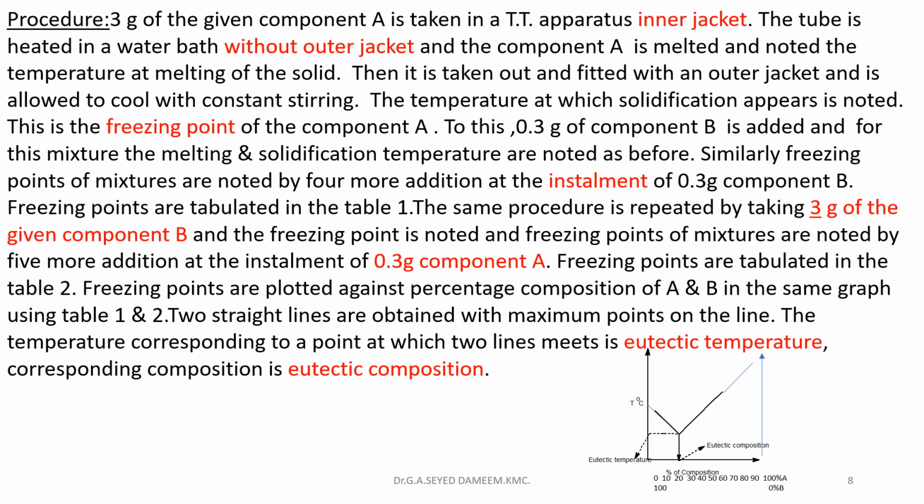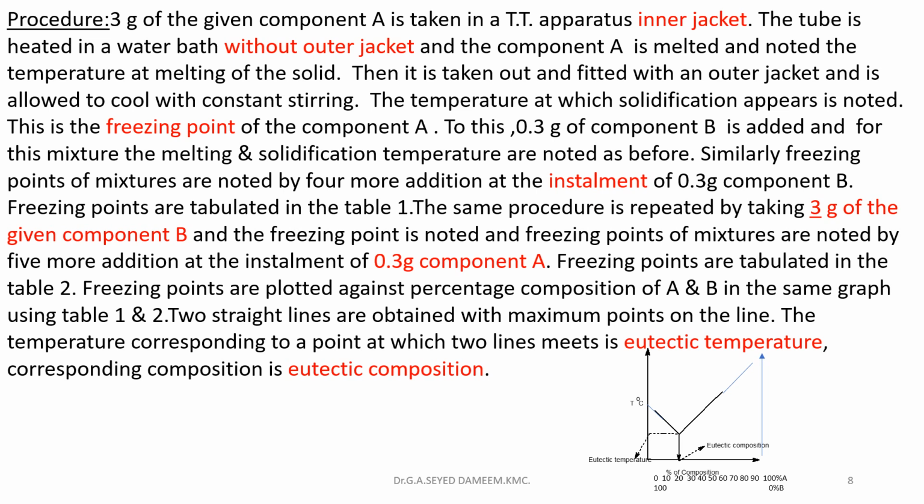Then it is taken out and fitted with an outer jacket and is allowed to cool with constant stirring, and the temperature at which solid appears is noted. Practically, the melting and freezing are both the same, and the average of these two is the freezing point of component A. To this pure component A, 0.3 gram of component B is added, and for this mixture, the melting and solidification temperature are noted as before. Similarly, freezing points of mixtures are noted by 4 more additions at the installment of 0.3 gram of component B. All the freezing points are tabulated in table 1.